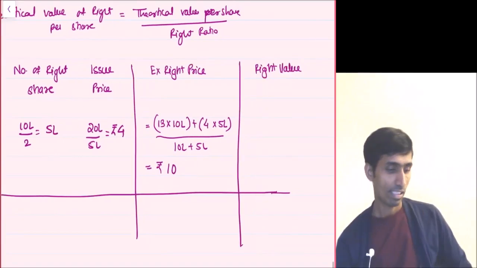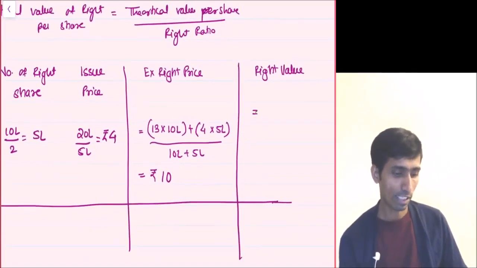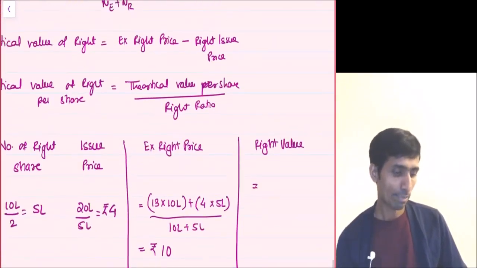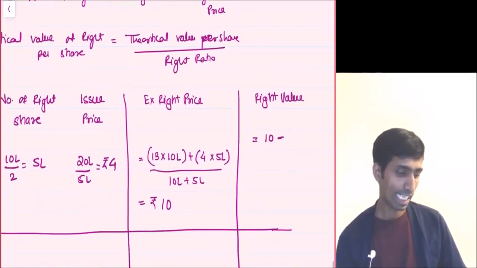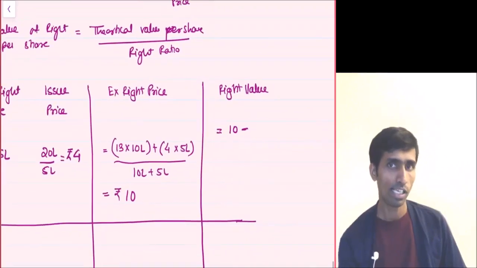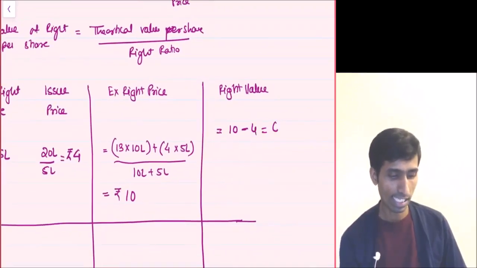Listen, there are two ways to calculate the right value. One is this: X right price. X right price is how much? 10. This is my X right price minus right issue price. The issue price is 4. So 10 minus 4, the answer is 6.